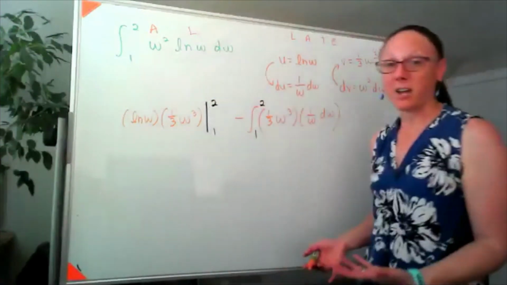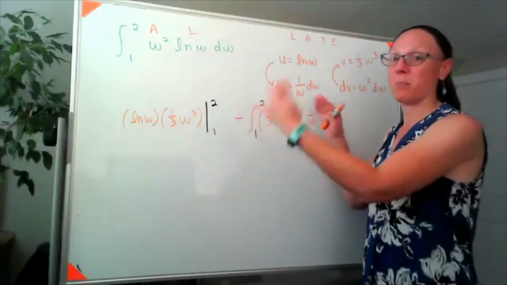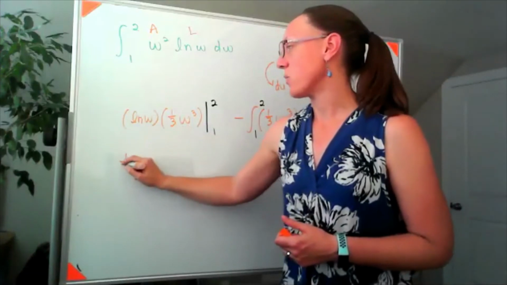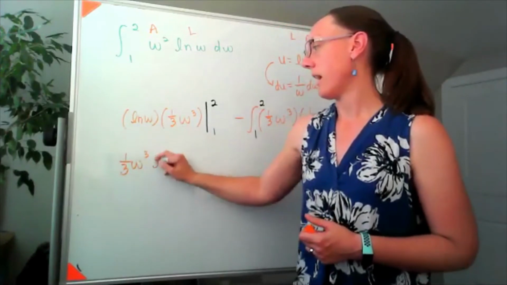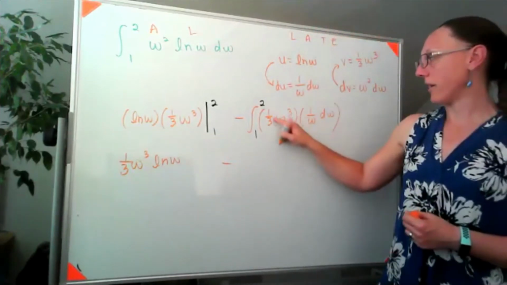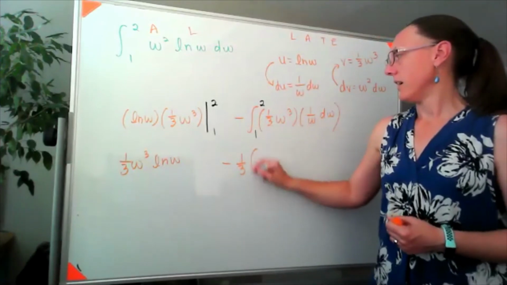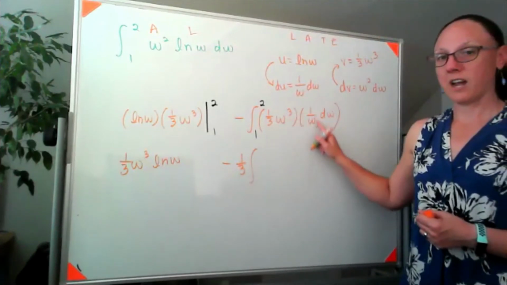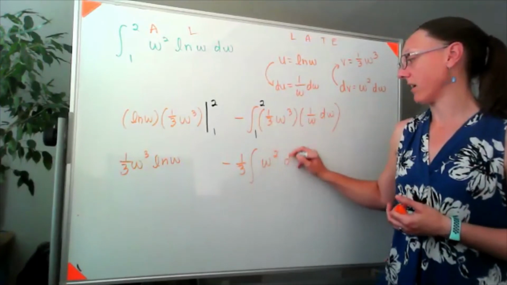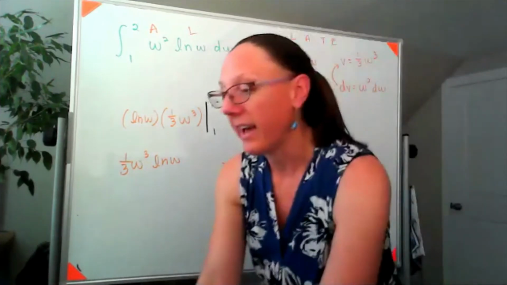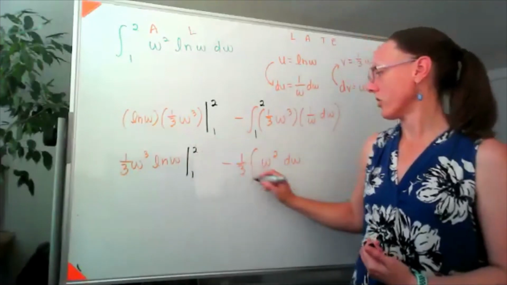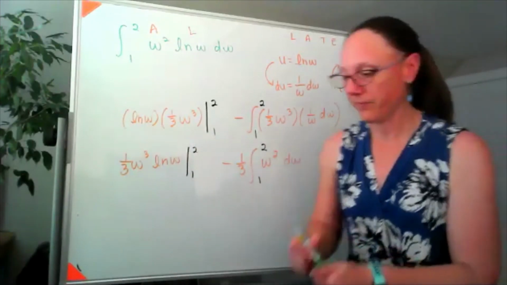My next step, anytime I'm doing integration by parts, is to simplify before I find an antiderivative. So here I'm gonna choose to write this as 1/3 w cubed ln of w. Here, I'm going to take that 1/3 out in front, and the w cubed times 1 over w, one of those w's will cancel out, and I'll be down to w squared dw. Again, I want to make sure that I bring those limits of integration along with us. So I've got 1 to 2 and 1 to 2.